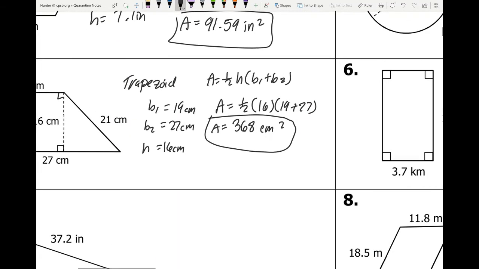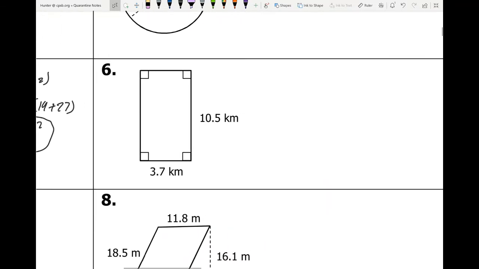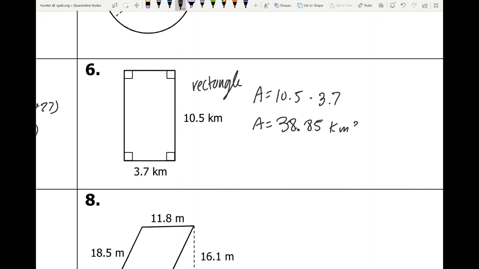I guess the hardest part in some of these is recognizing what kind of shape it is. Very easy, rectangle. So our area is going to be the length times the width, which is the two sides. So it's 10.5 times 3.7. So that gives me 38.85 kilometers squared.